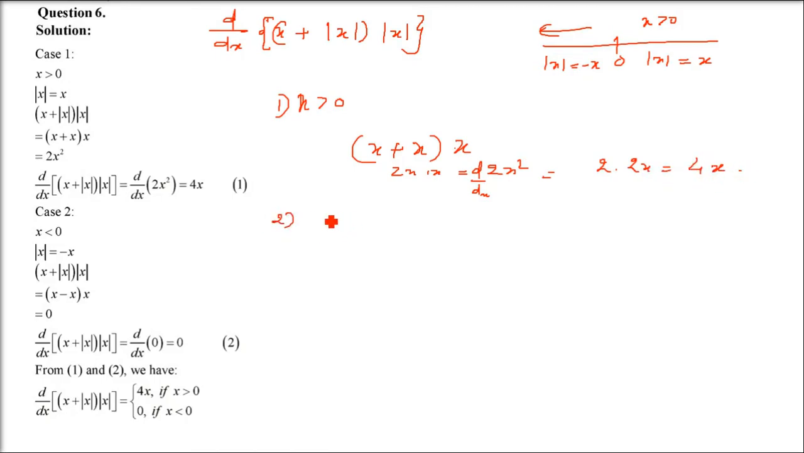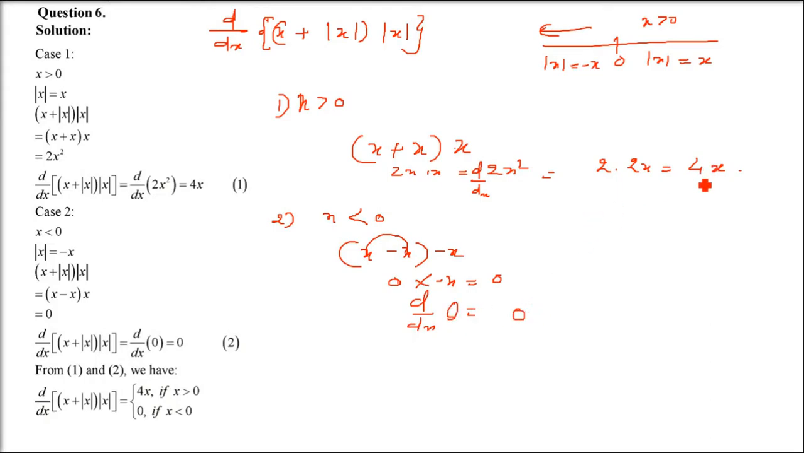Now the second one, x is less than 0. So now when x is less than 0, mod x will be replaced by minus x. So x into x plus minus x into minus x. But it won't affect anything because x minus x is anyway 0. Differentiation of 0 is 0 only. So we'll get a 0 here, right?